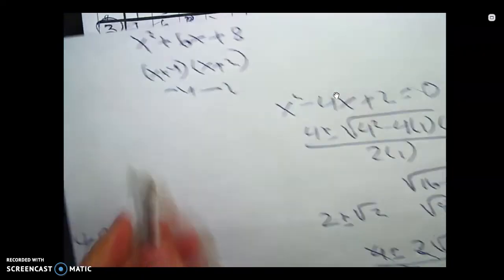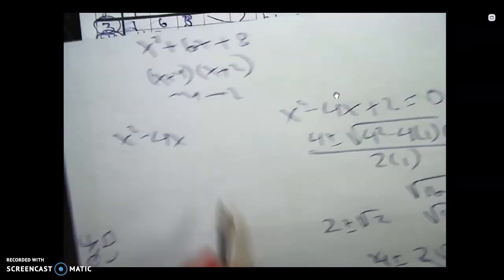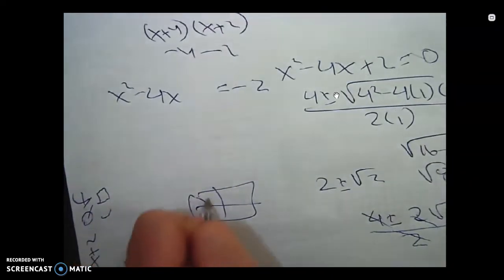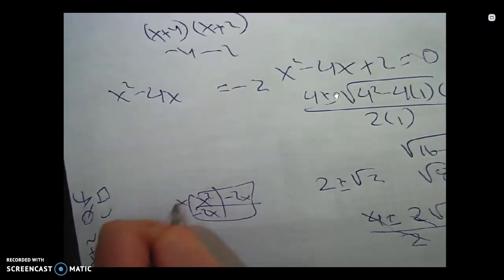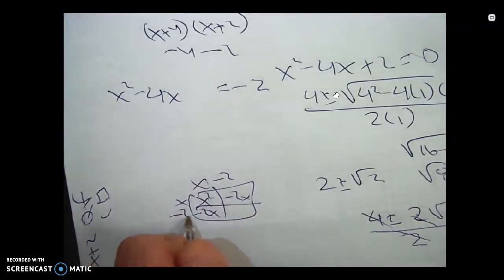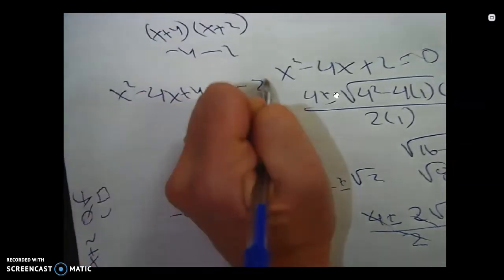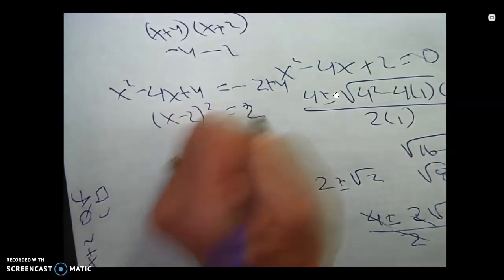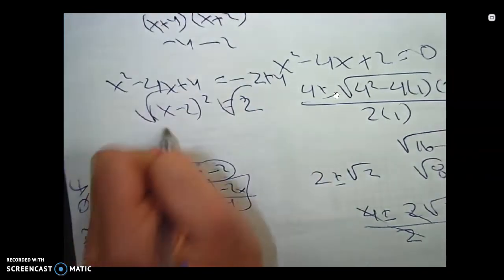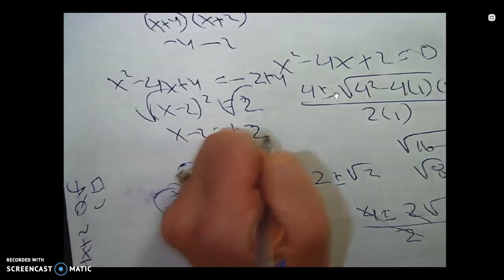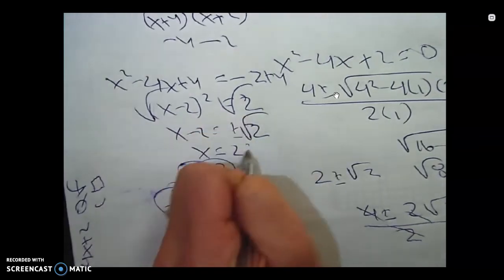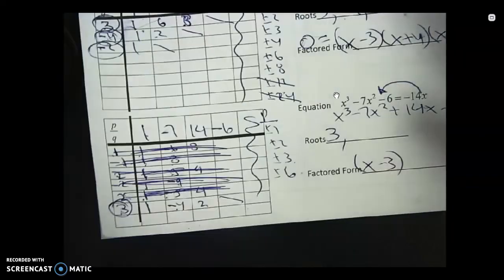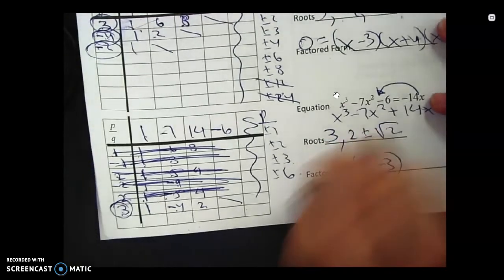You know what, let me do it by completing the square too. X squared minus 4x, move the 2 over, make your cute little box. X squared minus 2x, x minus 2, negative 2. Negative 2 times negative 2 is 4. Add 4, add 4. Then it's x minus 2 squared equals 2. Square root, x minus 2 equals plus or minus rad 2. X equals 2 plus or minus rad 2. Oh my gosh, it's the same thing. So that means I have 2 plus or minus rad 2.